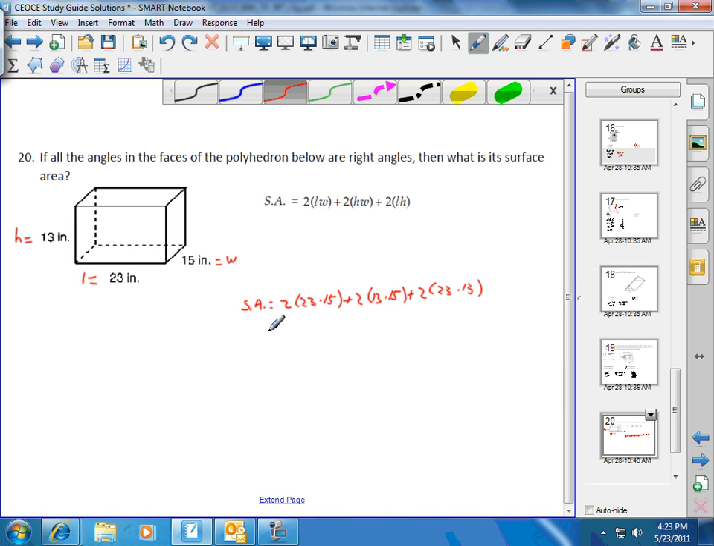Okay, so when we follow the order of operations, we get 1,678 square inches. Okay. And we're finished.